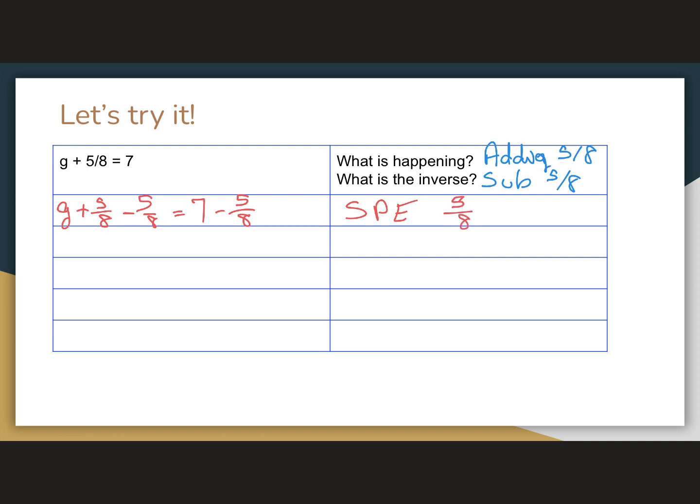Remember, here it's going to cancel. I'm left with g equals 7 minus 5/8. I need to combine those like terms. Remember how to work with our fractions. I have g equals 6 and 3/8. Or you could write that as g equals 51/8 if you want to write it as an improper fraction.